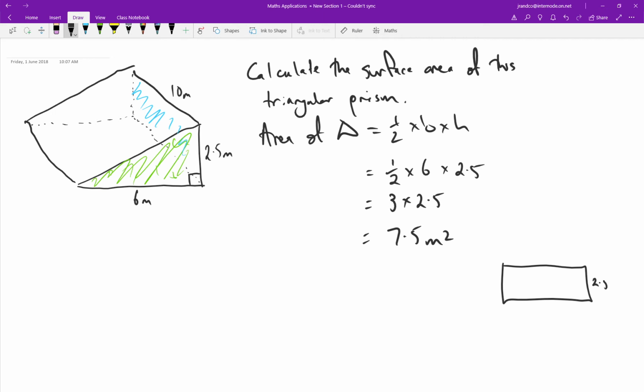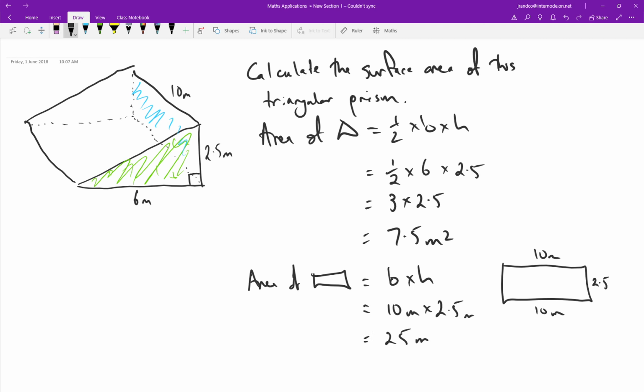So it's got 2.5 meters as its height. We've been given 10 meters across the top, but that of course means it's also 10 meters across the bottom. So the area of that rectangle is going to be equal to its base times its height, which in this case is 10 meters times 2.5 meters, which is going to be 25 meters squared.